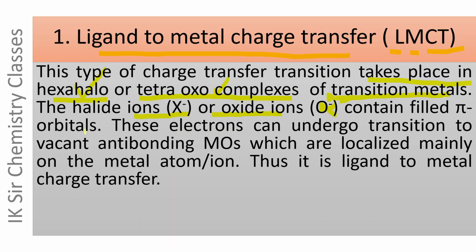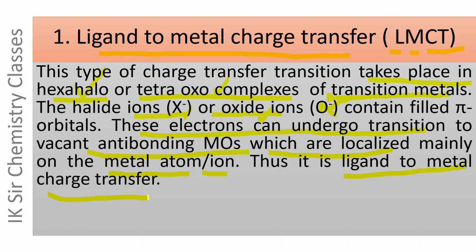contain filled pi orbitals. The halide ions, that is X minus, or oxide ions, that is O2 minus, contain filled pi orbitals. These pi electrons can undergo transition to vacant anti-bonding MOs, which are localized mainly on the metal atom or ion. Thus, it is called ligand to metal charge transfer.